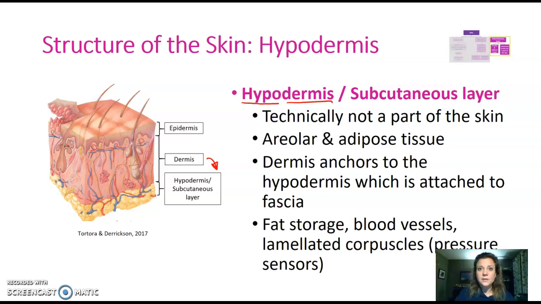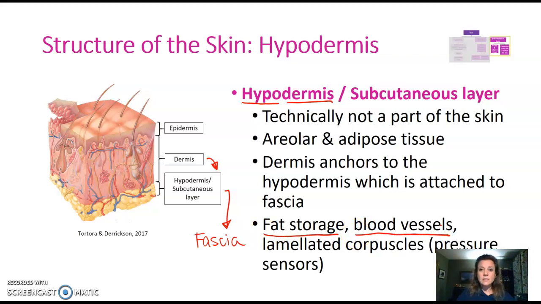So the dermis is going to anchor itself to the hypodermis, also known as the subcutaneous layer, because remember that the epidermis and the dermis together make up the cutaneous membrane. And then the hypodermis itself is attached to more connective tissue called fascia. And then that connects to the muscle tissue that is located below. So the hypodermis is going to offer us some fat storage because it contains adipose cells. There are also going to be blood vessels found there.